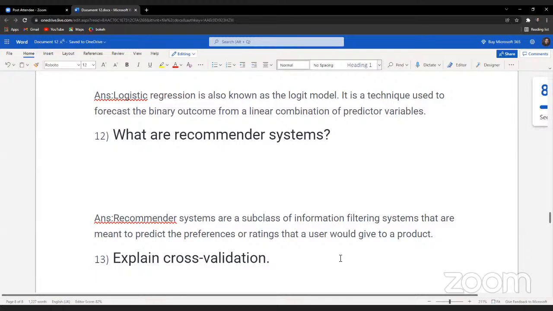Jumping to the next one. Explain cross validation. What does it exactly mean? If anyone knows the answer, please ping me in the chat box. I'll see those replies and we'll discuss the answer in a minute. Radhakrishnan, I think I've answered your question.